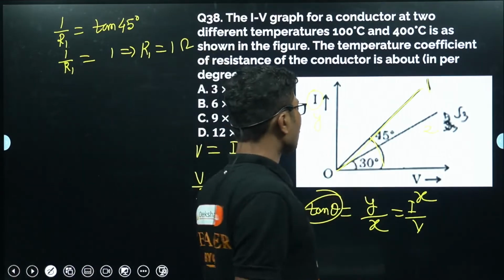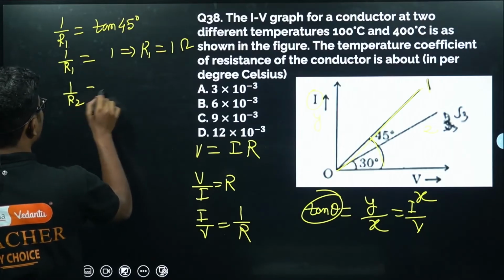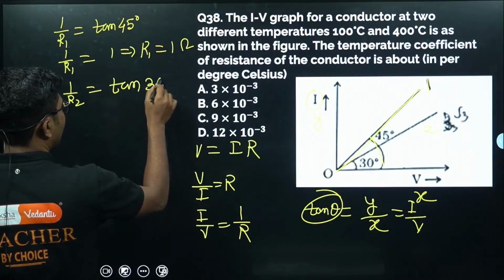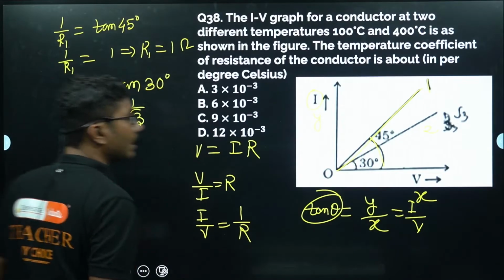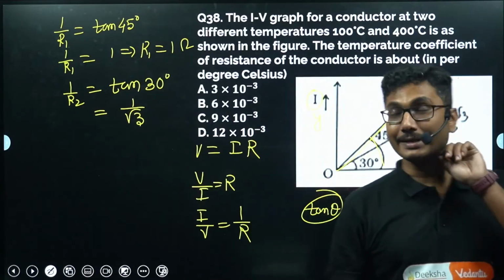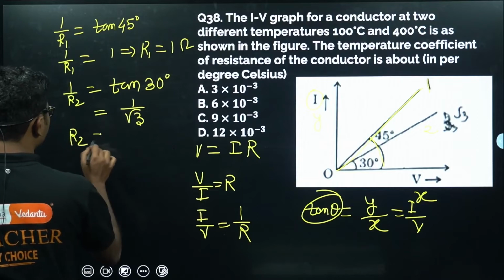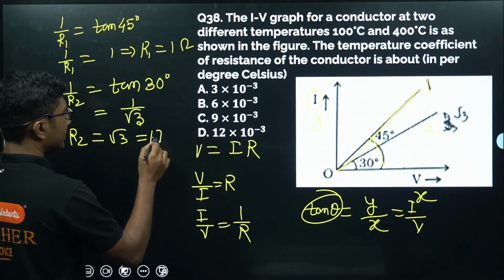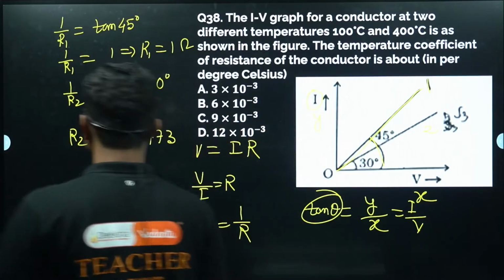So what is R2 then? 1 by R2 is equal to tan 30 degrees. Tan 30 degrees means 1 by root 3, right. Tan 30 is 1 by root 3, tan 60 is root 3. So R2's value is root 3, that is 1.73 approximately, right. So we know these values. So put these values.